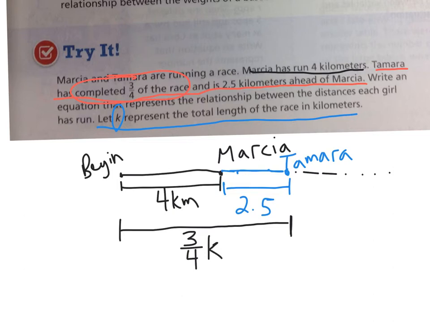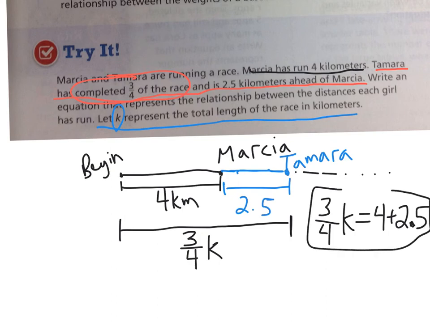Now if you look at this, you can see the 3/4 K is actually equivalent to these other two pieces added together. So 3/4 K would be equal to 4 plus 2.5. And again, they're not asking us to actually solve the equation. We could do that, but at this point they're just asking us to write an equation that we could solve to figure out the total length of the race.